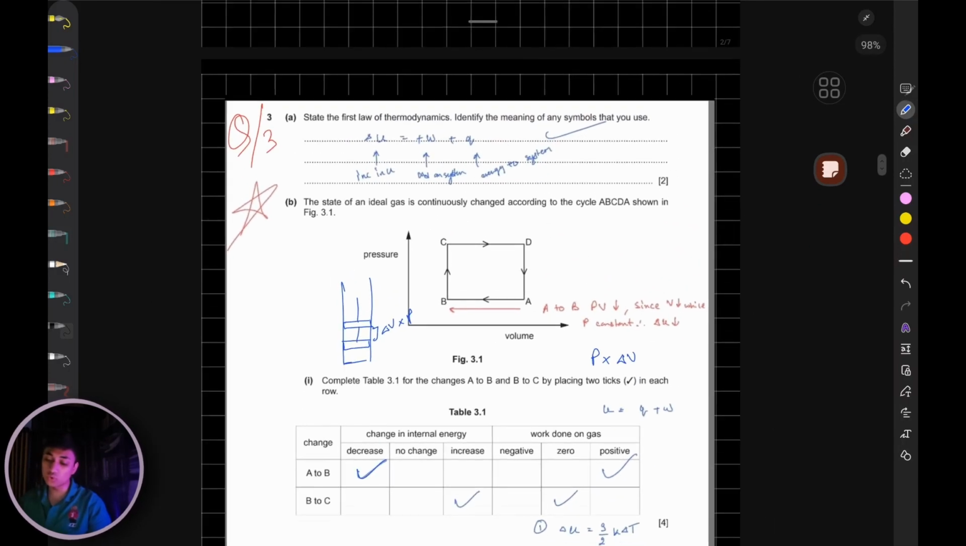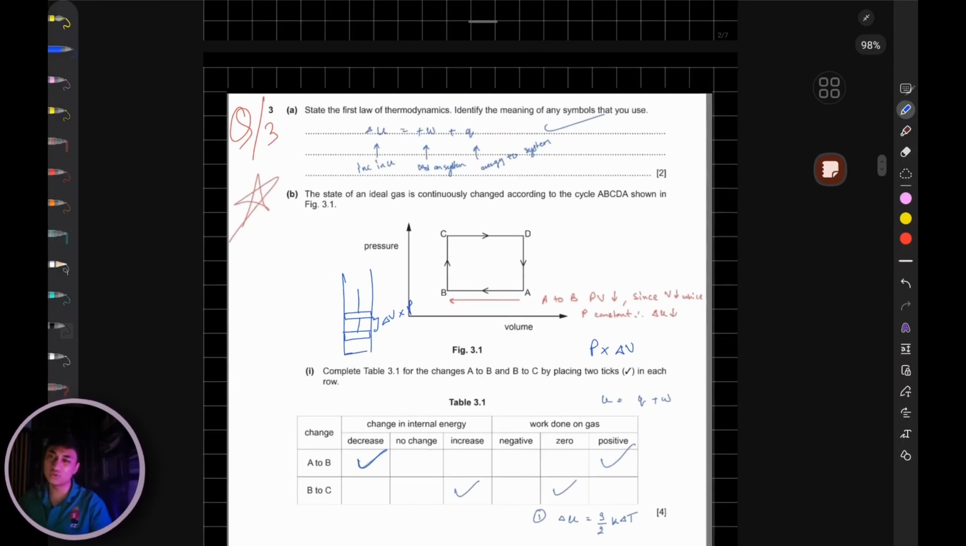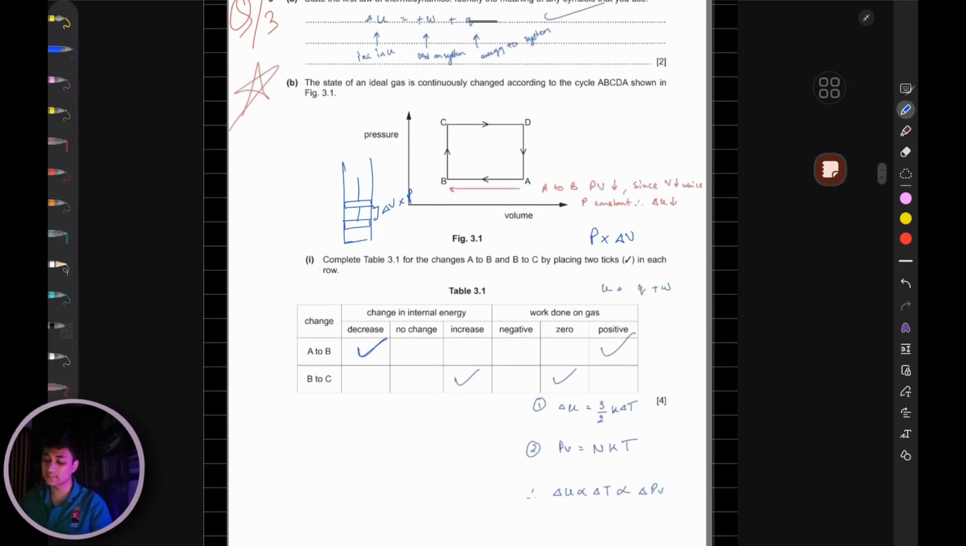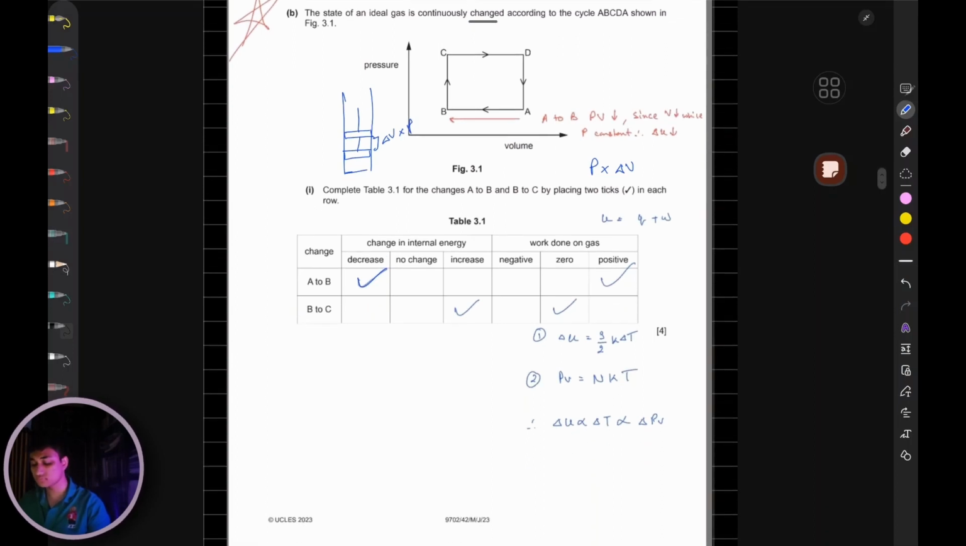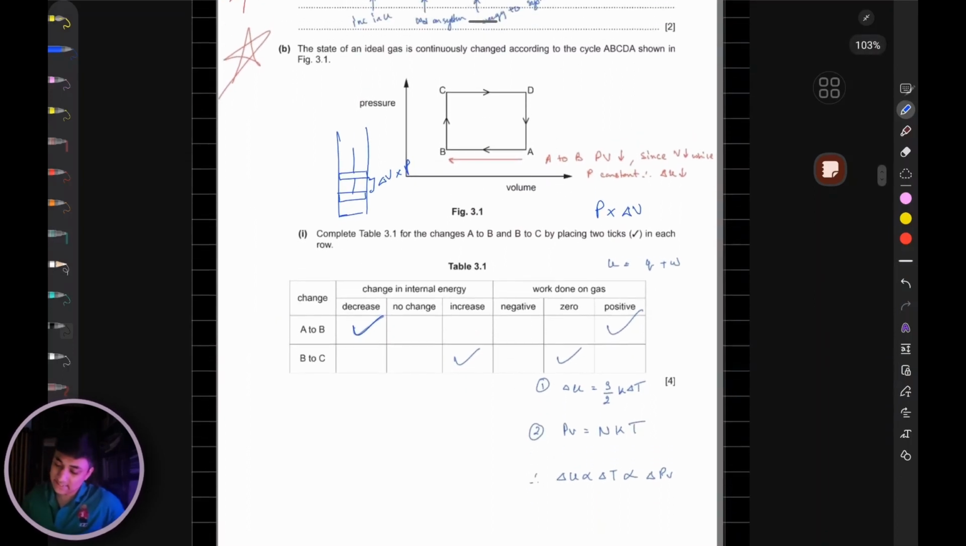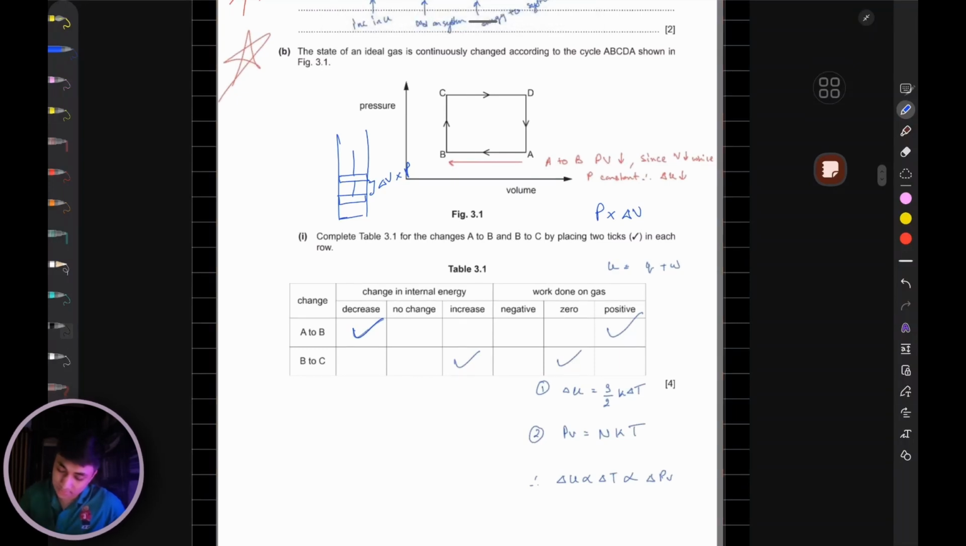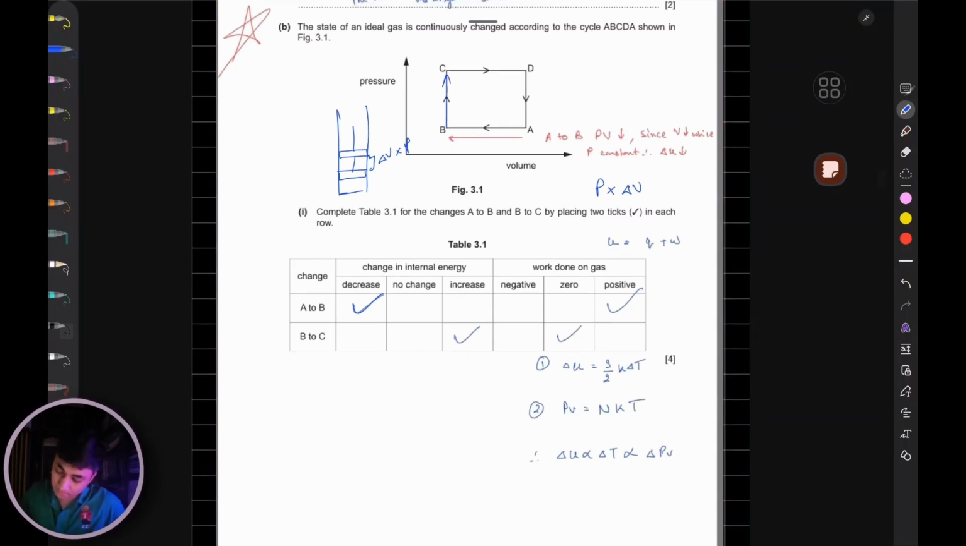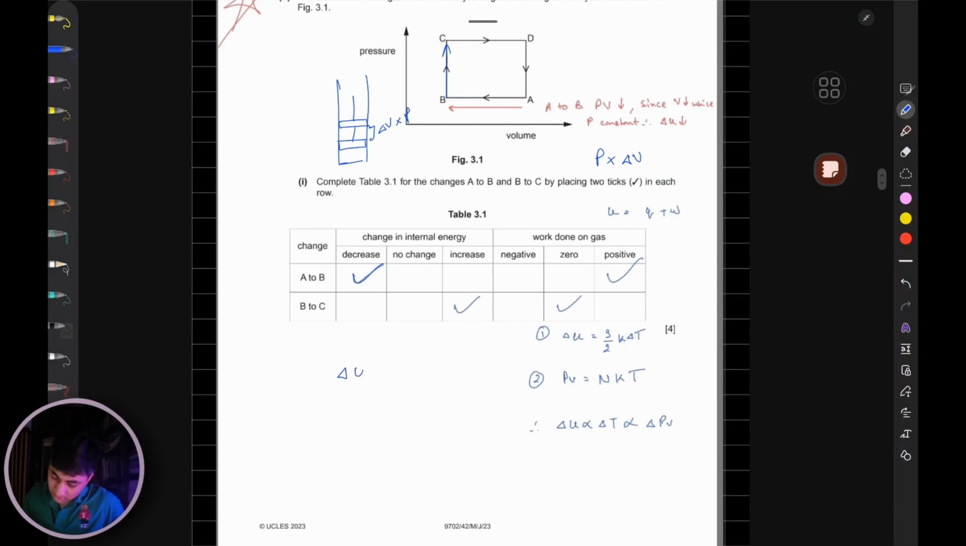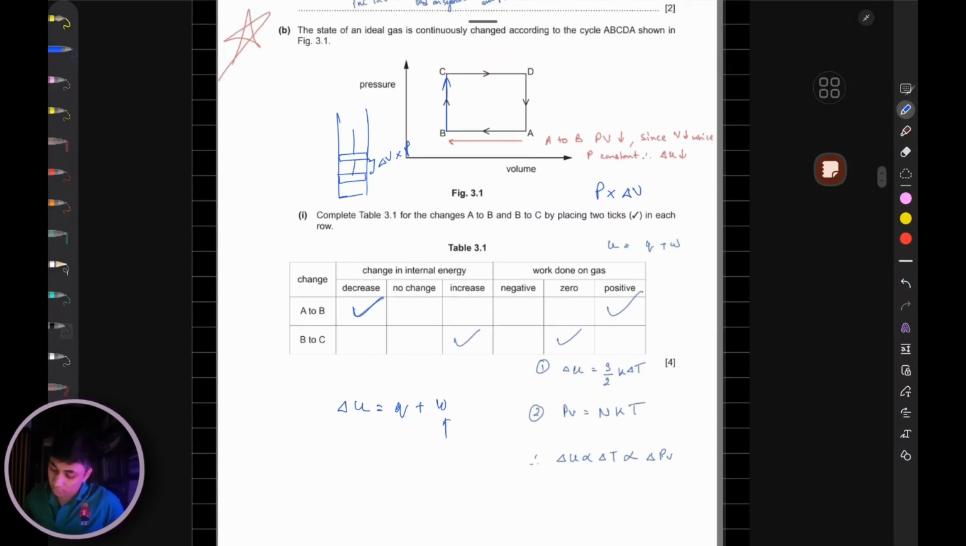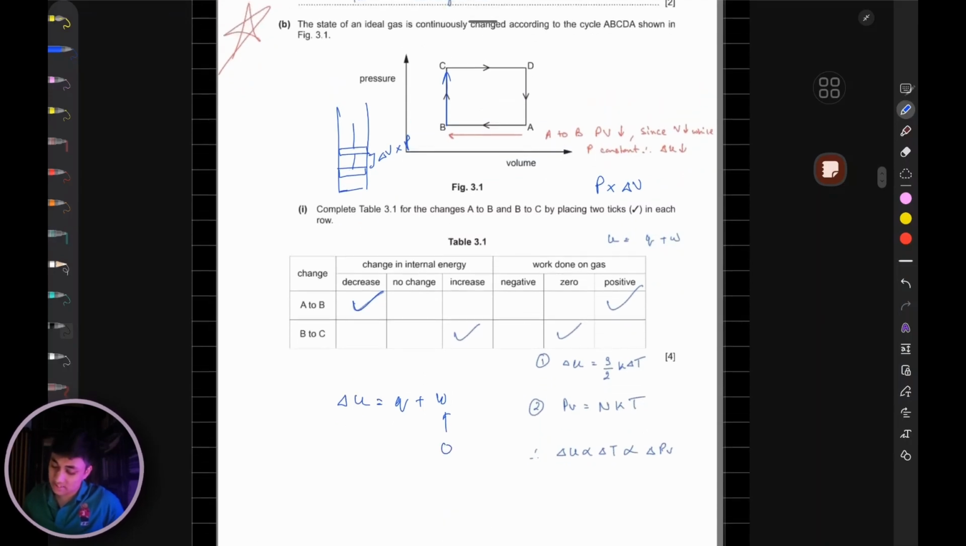Since you don't know the value of delta Q or change in thermal energy, you have to take the help of T being proportional to the product of pressure and volume. Great. Now B to C is easy again. What's happening from B to C? If I write delta U is equal to Q plus work done, is there any work done over here? Look, because volume is constant, no change in volume, right? Delta V is 0.